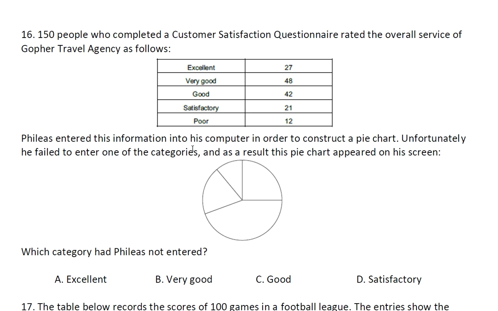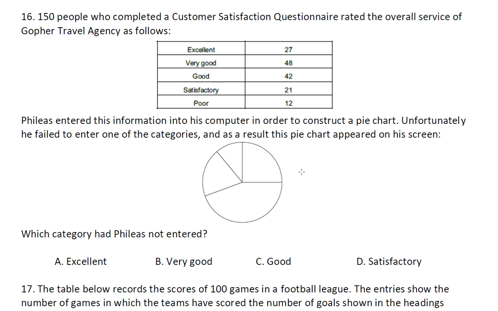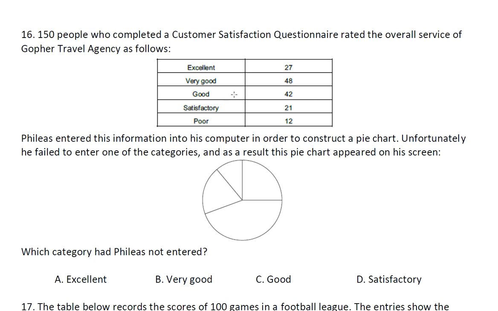Phileas entered this information into his computer in order to construct a pie chart. Unfortunately, he failed to enter one of the categories, and as a result, this pie chart appeared on his screen. Which category had he not entered? So basically 4 of these numbers have been entered into this pie chart.